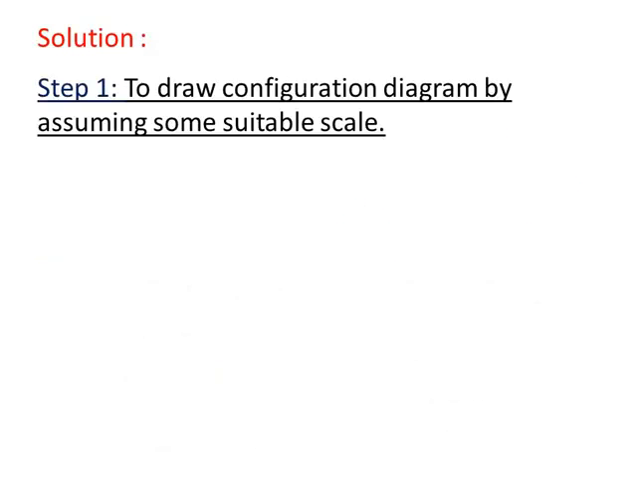Now let us see how to draw the configuration diagram first. Solution. Step number 1: draw the configuration diagram by assuming some suitable scale. Depending upon the dimensions of the links, we have to take some scale. Take note that the scale should not be too small, so that you can't draw the lengths of the links visibly, and it should not be too large, so that it goes out of the page of your sketchbook or sheet. So take a suitable moderate scale. Here we have taken 1 cm = 75 mm. The scale may be different for different people.